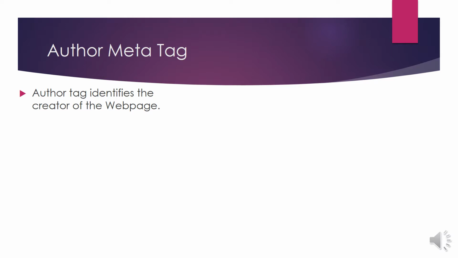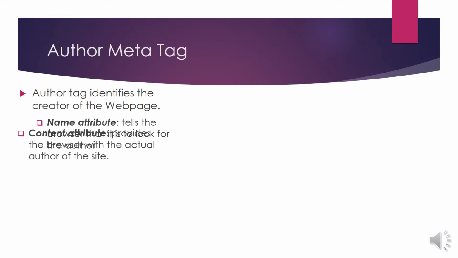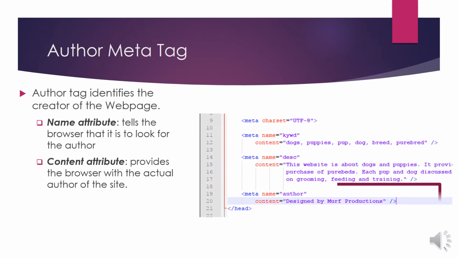The last meta tag that we're going to look at is the author meta tag. This tag identifies the creator of the web page. It uses the name attribute as well. So the name attribute tells the browser that it is to look for the author. The content attribute provides the browser with the actual author of the website.